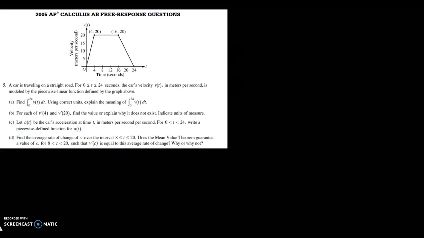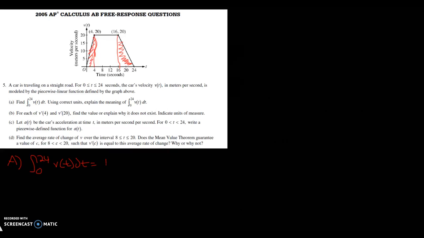Okay, so for part A, we're finding the area from 0 to 24 of v of t dt, which is going to make a little triangle right here. Sorry, I can't do it straight. Another triangle here. So we need to find this area and this area, and then also the rectangle in between.